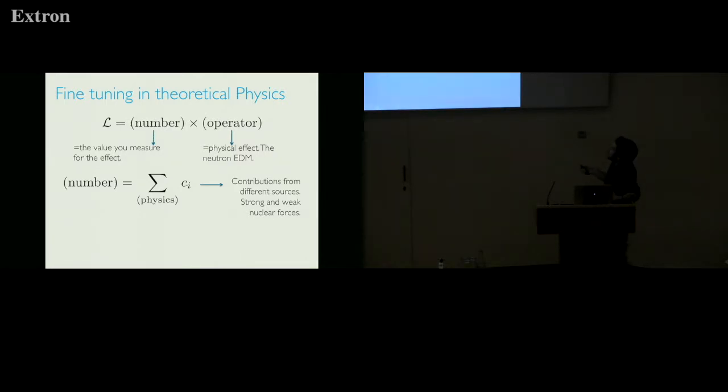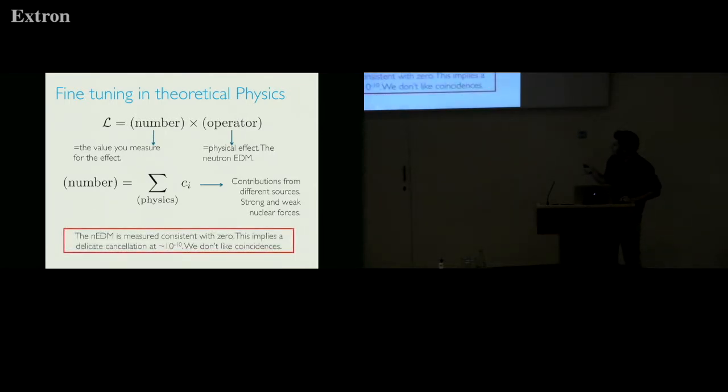In the case of the neutron electric dipole moment, there are contributions from the strong nuclear force and from the weak nuclear force. From the strong nuclear force, it's from topological configurations of the gluon field. And from the weak nuclear force, the contribution comes from CP violation from the Cabibbo matrix. Okay, so the neutron electric dipole moment, people try and measure it in the lab. I'll tell you about some of those experiments later. But it's measured consistent with 0.